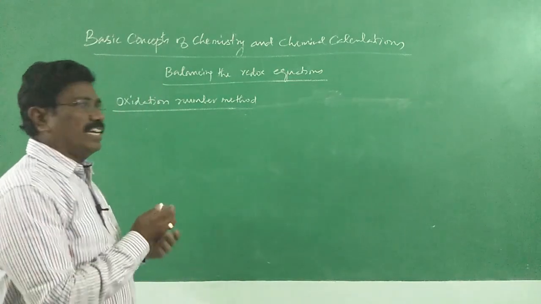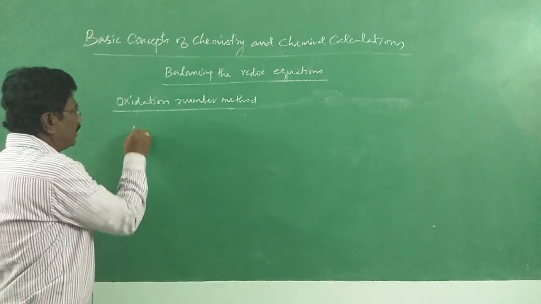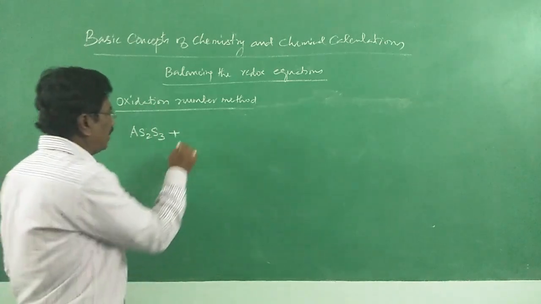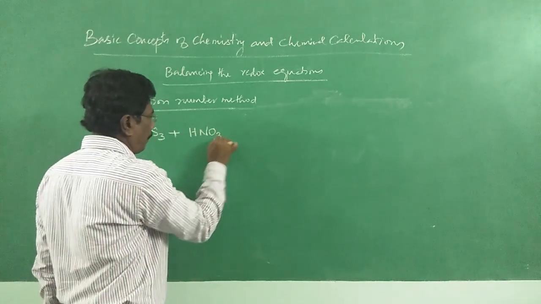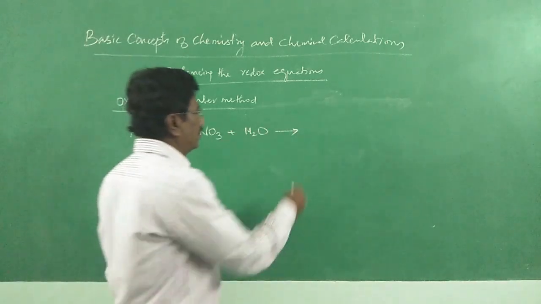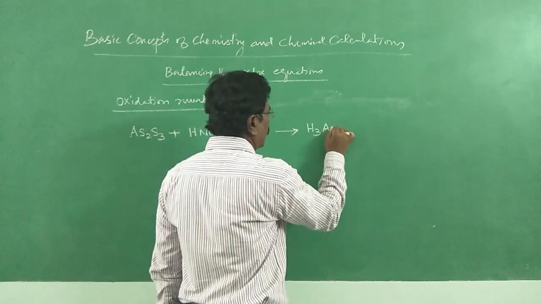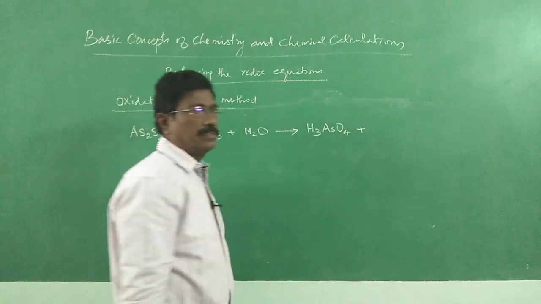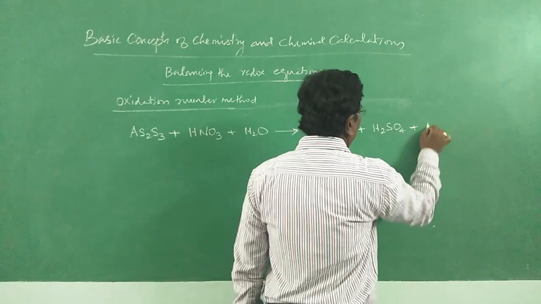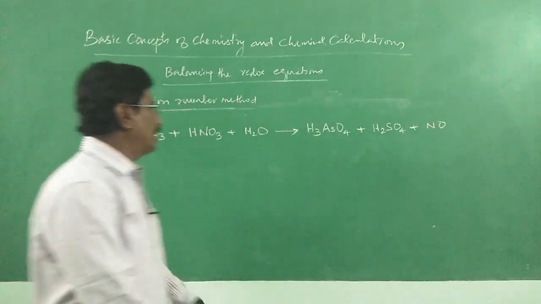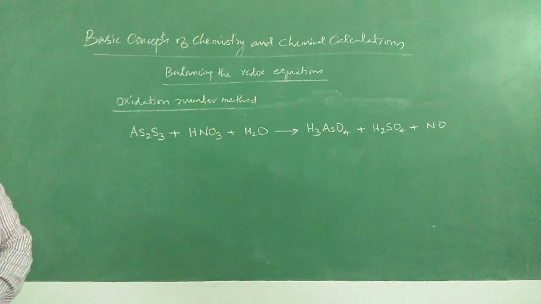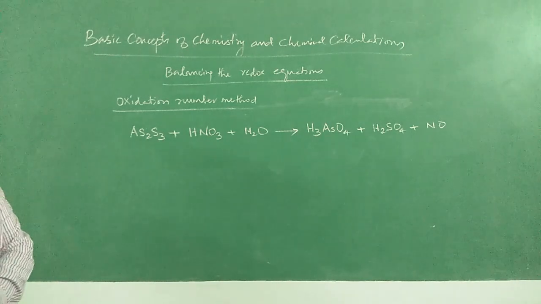Let's go into the next reaction where arsenious sulfide As2S3 reacts with nitric acid HNO3 and water to form the corresponding acid H3AsO4, sulfuric acid and then nitric oxide NO. These are the products we are getting. Now it is a little bit complicated reaction. How to balance this equation using the oxidation number method, that's what we are going to see.